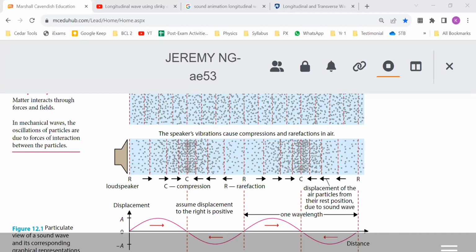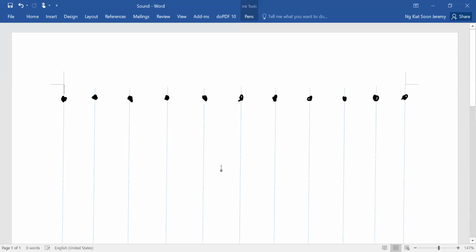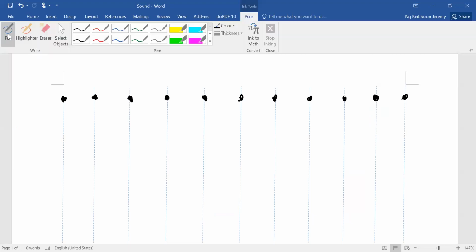All right, so wait, let me change my share screen now. Okay, I'm going to Microsoft Word. You should see something like that. If you look at this, you should see a Microsoft Word document with 10 or 11 blue dotted lines, and then some pretty ugly looking dots on the top. They're all black. Okay, I'm sorry, they're not very nice.